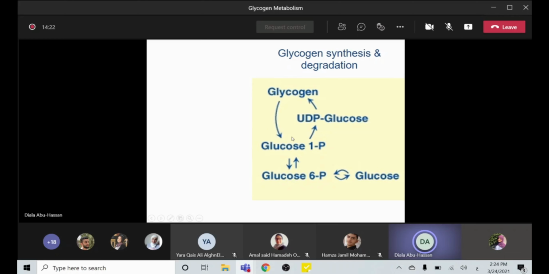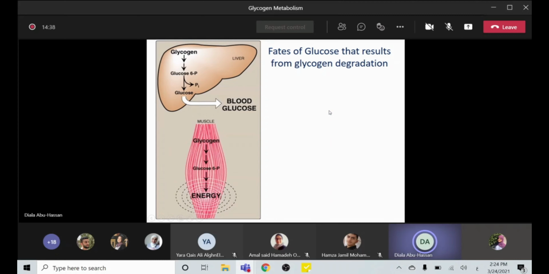Glycogen in degradation is released in the form of glucose 1-phosphate, whereas for synthesis, we need it in the form of UDP glucose to synthesize the glycogen molecule. So what are the fates of this glucose that is released from glycogen during degradation?